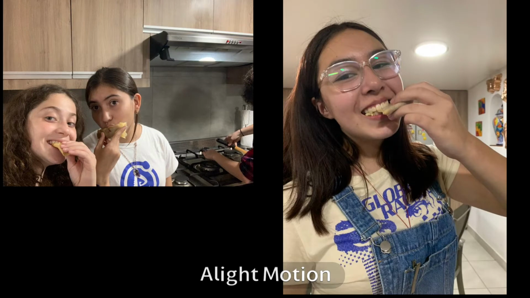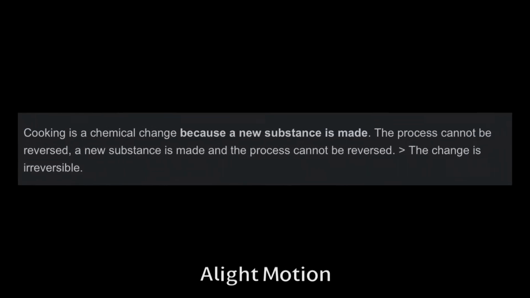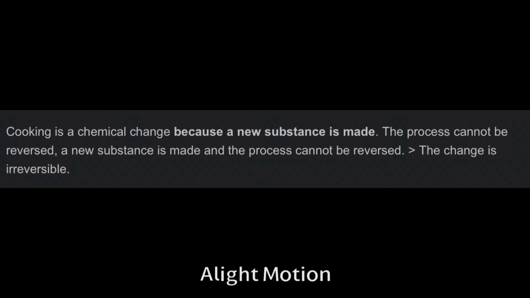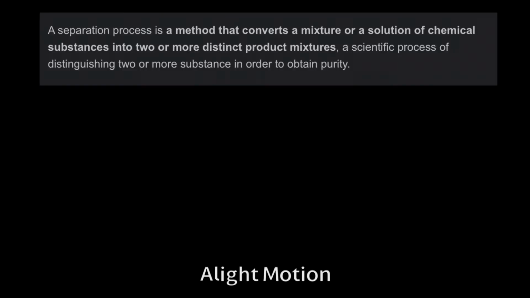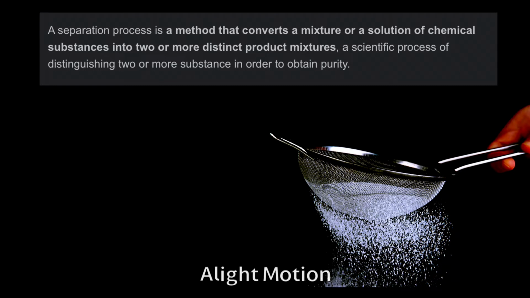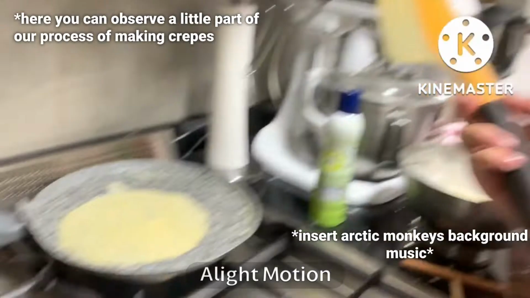Experiment 3. We're going to make crepes, which is a homogeneous mixture because when you mix it well, you can't see any difference between the ingredients. That will have a chemical reaction when we cook it because the substance is permanently changed. This is what makes it a chemical change. While making the mixture for the crepes, we have to sift the flour. That will be a physical method of separation.